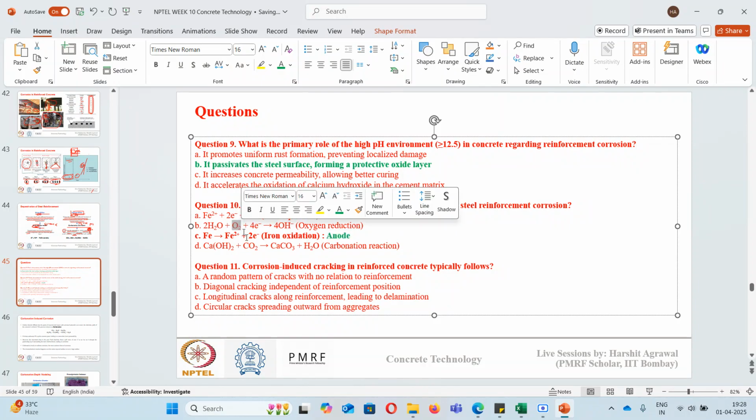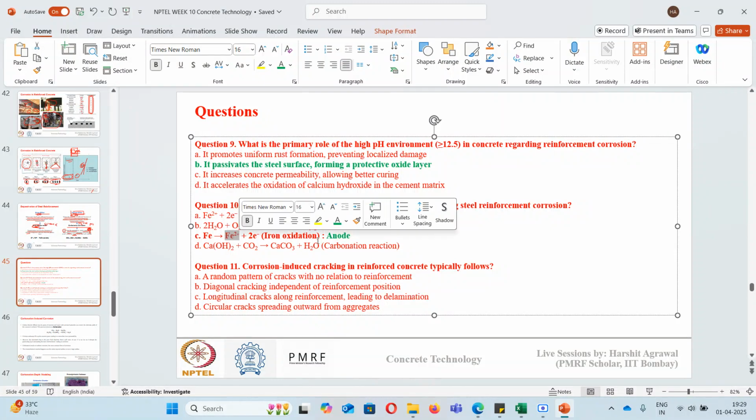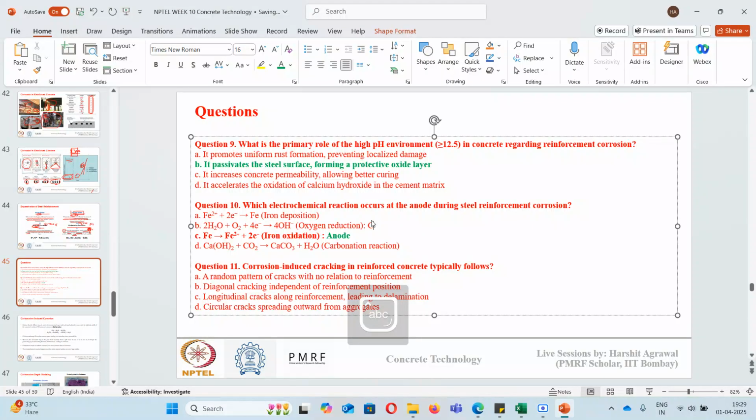So what does this oxidant do? The electrons that are released upon oxidation of iron, it consumes those electrons and forms hydroxide ions. And these hydroxide ions react with the ferrous ion to form rust. So this is the anode and this is the cathode. Anodic reaction and cathodic reaction, two reactions are happening on the steel surface.